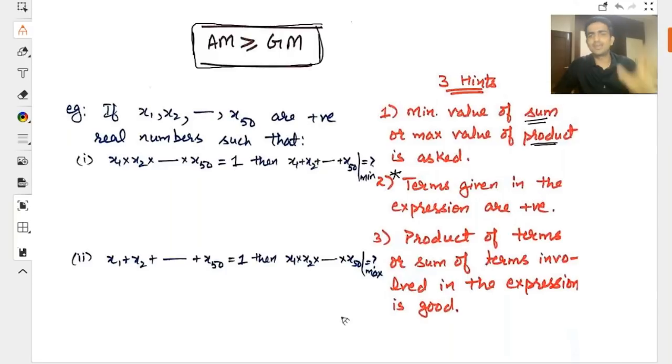Clear cut, use AM greater than equal to GM. Why? Because this holds only for positive numbers. So if in the question they want you to apply this, they will make sure that each and every term is positive. And third, the product of terms or sum of terms which are involved in the expression is good.